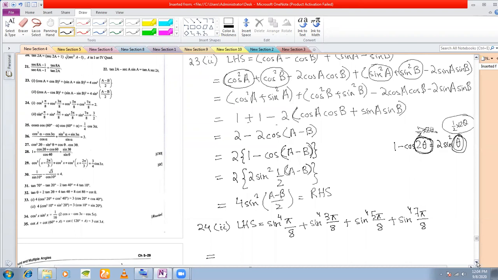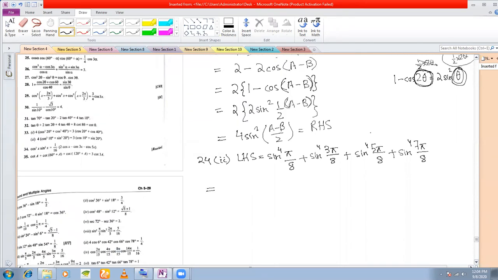Sine to the power of 4. Now see, sine is all even powers, right? Whether square, whether 4, or whether 6, all are even powers. So what you do here is you write sine to the power of 4 of pi by 8 as it is, because you know pi by 8 is an acute angle, less than 90 degree, right? And also 3 pi by 8 is an acute angle. So you write as it is. Now 5 pi by 8 is not an acute angle.